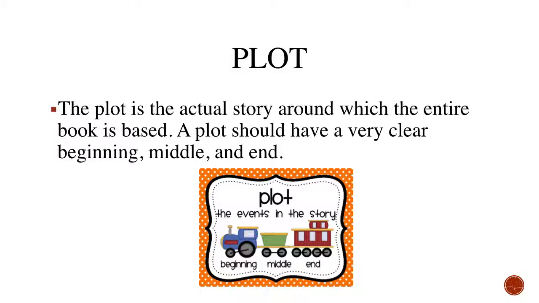The next element we will talk about is the plot. The plot is the actual story around which the entire book is based. A plot should have a very clear beginning, middle, and end. For example, the plot of Frozen is about 2 sisters who live in a magical kingdom. One of the sisters has very magical frozen powers, and the other sister just wants to be close with her.